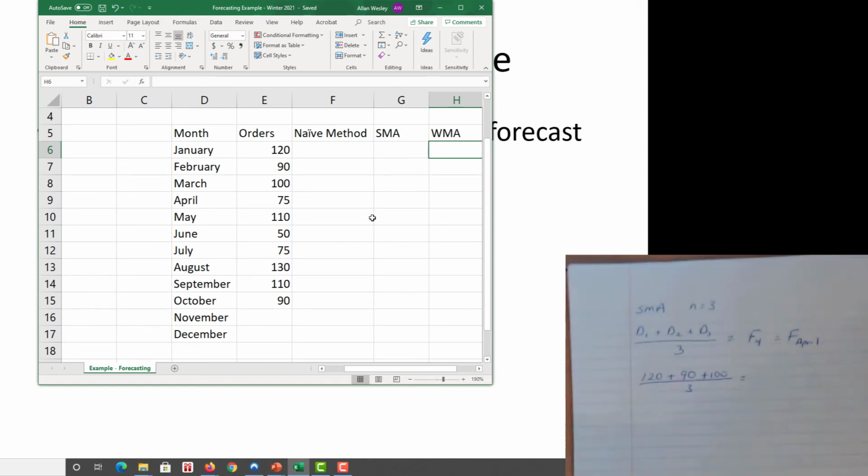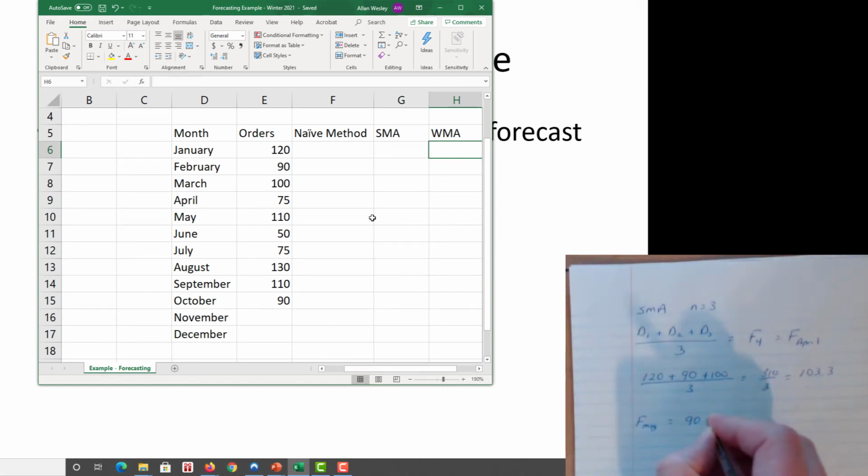And if my math is correct, we get about 310 over 3, and our forecast to be about 103.3. Okay. So our forecast for April is 103.3. Now we can then look at our forecast for May, and that would be based on February, March, and April, the 3 previous periods.